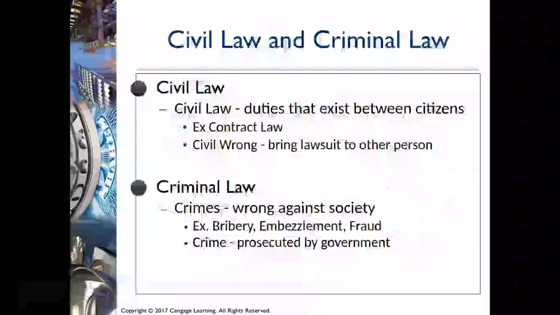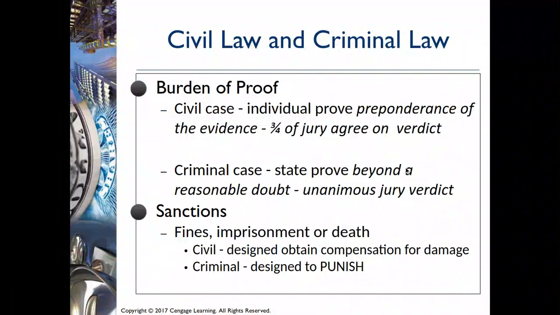In criminal law, the definition is, was there a wrong against society? Some examples of business crimes would be bribery, embezzlement, fraud. Now, in criminal law, a crime is prosecuted by the government. It could be the city of whatever, the state of Iowa, or the federal government could come in and file that lawsuit, the prosecution. So what is the burden of proof for each of those?